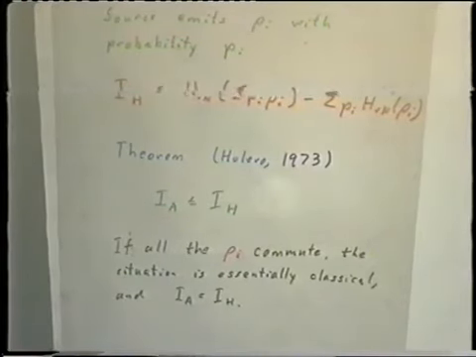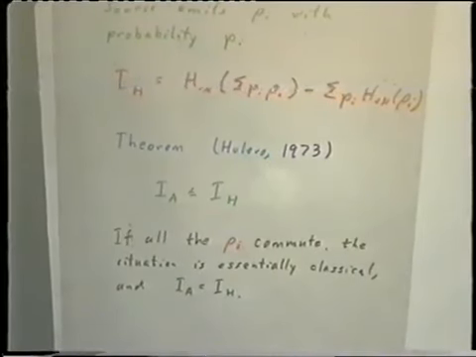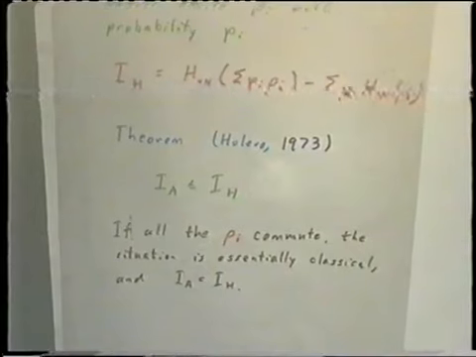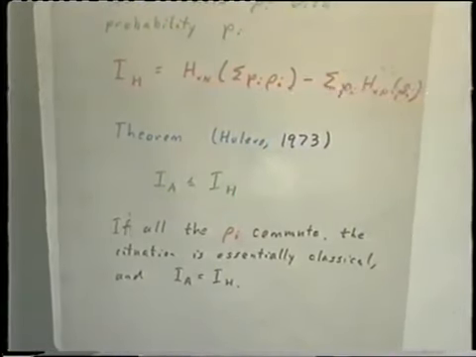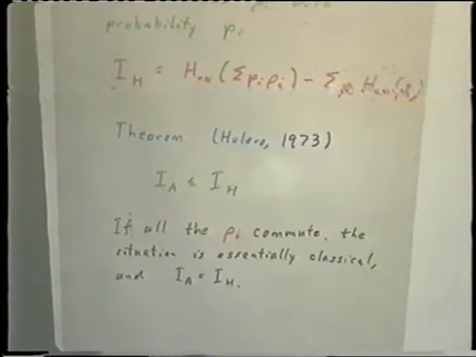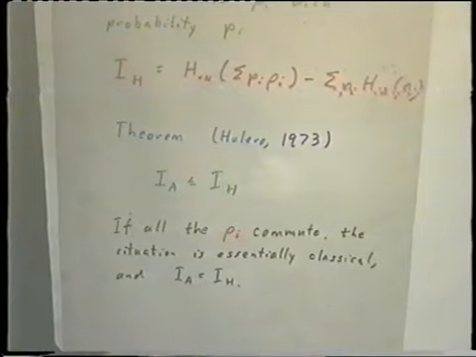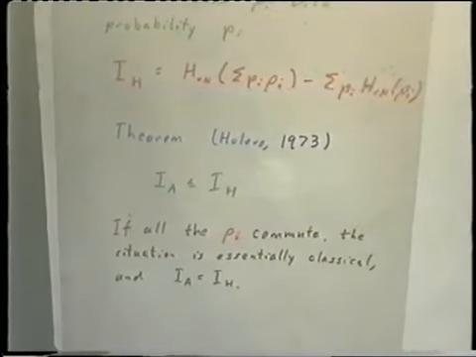So Holevo showed that the accessible information was always less than the Shannon capacity, within what I'm calling the Holevo information. And if all the rho sub i commute, the situation is essentially classical, and they're equal. And if they don't commute, this is a strict inequality. So that looks like this isn't the right generalization of mutual information. But what we just recently realized is that this was actually the wrong question if you wanted that answer.